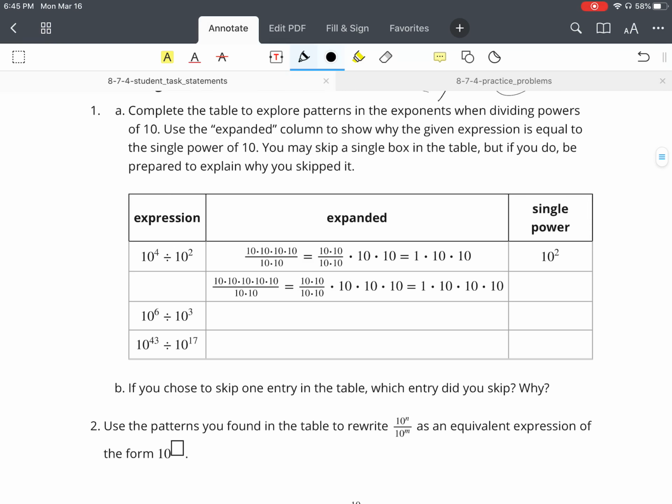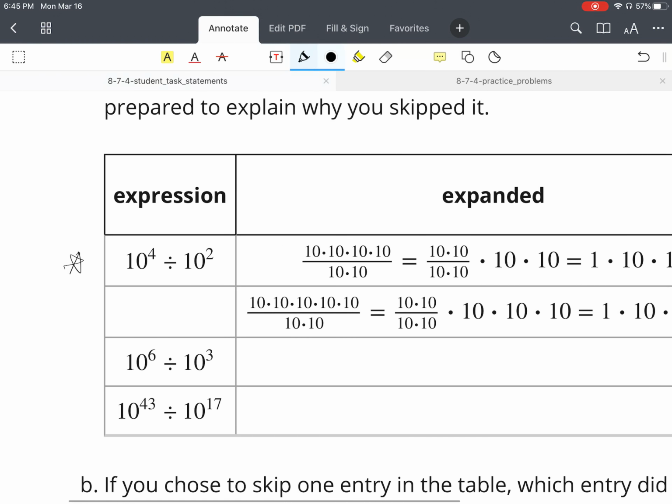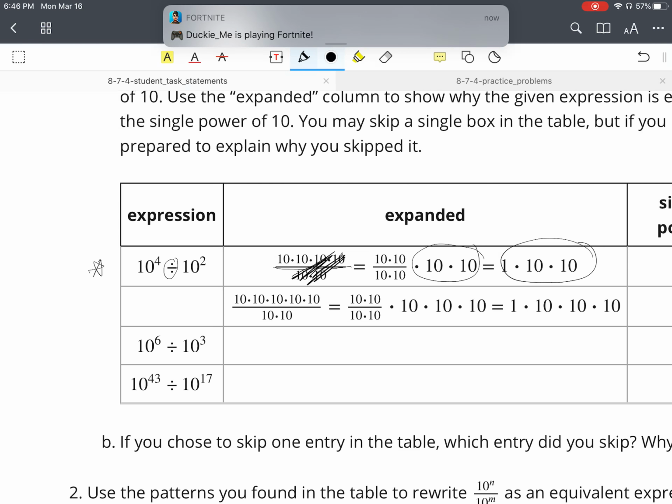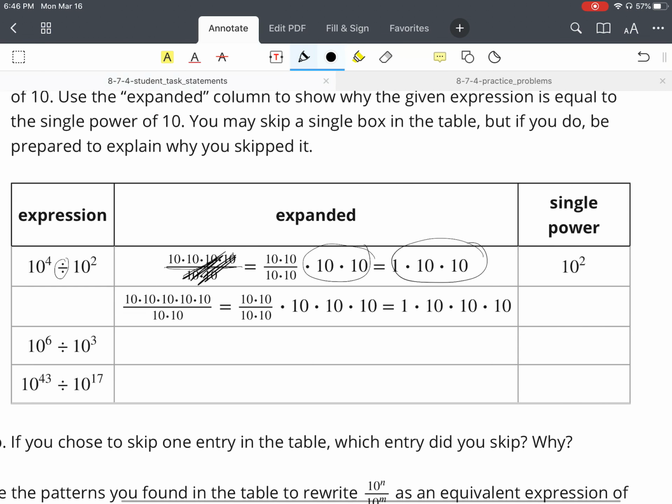Complete the table to explore patterns in the exponents when dividing powers of 10. So, if we look at this first expression here, 10 to the 4th divided by 10 squared, remember, this means division, okay? So this little symbol right here, that's division. 10 to the 4th is 10 times 10 times 10 times 10. 10 squared is 10 times 10. If you look at this, this cancels. This cancels. So you're left with 10 times 10, which is 10 squared.